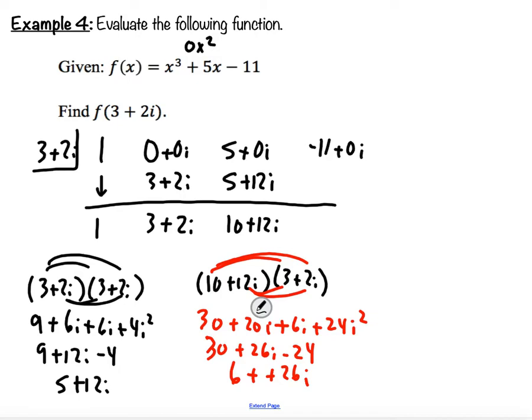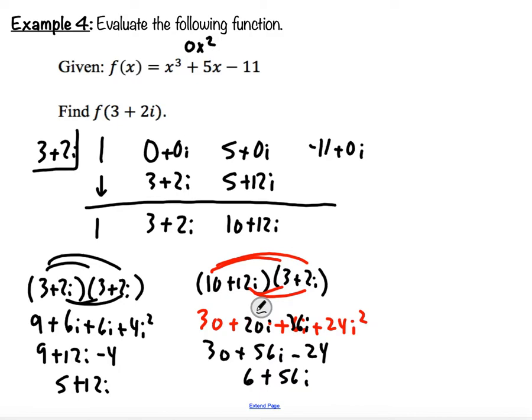So I'm going to go back up here and just double check my math. 10 times 3, there's 30. 10 times 2i, there's 20i. 12i times 3, there is a 36i. And 2i times 2i, there is 4i squared. Here, we'll fix that. So we got 30 plus 20i. And so you get 30 plus 56i minus 24. So you get 6 plus 56i. There we have it.